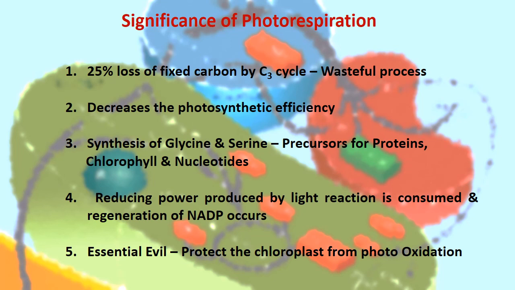And coming to the merits, synthesis of glycine and serine is taking place. This glycine and serine both were amino acids, and this forms the precursor for proteins, chlorophyll and nucleotide synthesis. And the reducing power produced by light reaction is consumed and regeneration of NADP occurs. At last, photorespiration protects the chloroplast from getting photooxidation. So it is considered as an essential evil. So these are the significance with regard to photorespiration process.